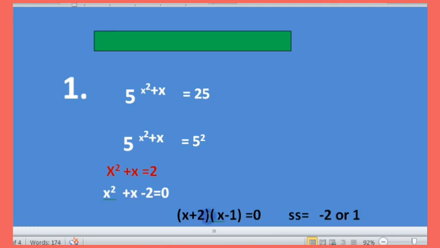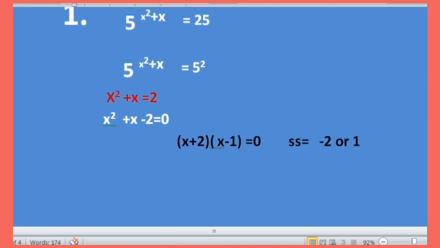Therefore, x plus 2 times x minus 1 will be 0. So when we solve for x plus 2 is equal to 0, we would get minus 2. And for x minus 1 is equal to 0, the value of x will be 1. So our solution set is minus 2 or 1. You have to put this answer in a set notation form.